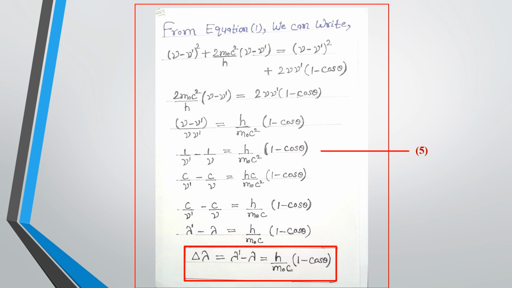And multiplying by c to both sides of equation 5, we will get c over ν' minus c over ν is equal to h over m₀c (1 minus cos θ). And in terms of wavelength, we can write λ' minus λ is equal to h over m₀c (1 minus cos θ). We can also write Δλ is equal to λ' minus λ is equal to h over m₀c (1 minus cos θ), where λ' is equal to c over ν' and λ is equal to c over ν, and Δλ is equal to λ' minus λ.